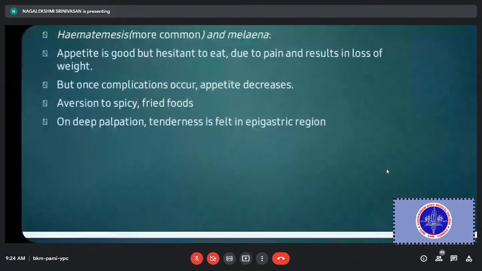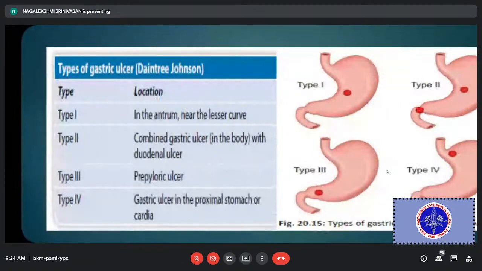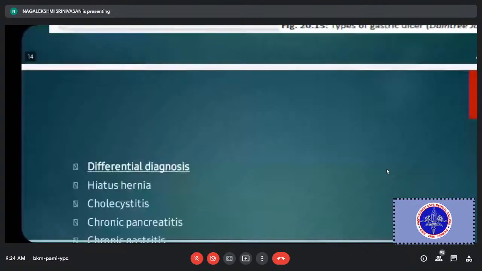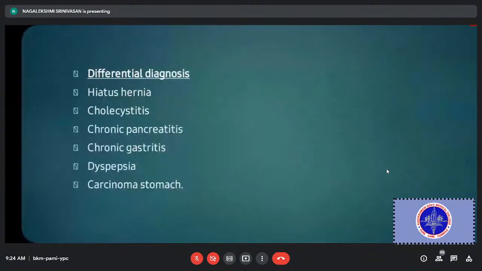Type 1 gastric ulcer is near the lesser curvature, and type 2 gastric ulcer is a combined gastric ulcer. It will be present both in the lesser curvature and also as a duodenal ulcer. A pre-pyloric ulcer becomes a type 3 gastric ulcer, and type 4 is the ulcer in the proximal stomach or in the cardia. This picture shows the 4 types of gastric ulcer.